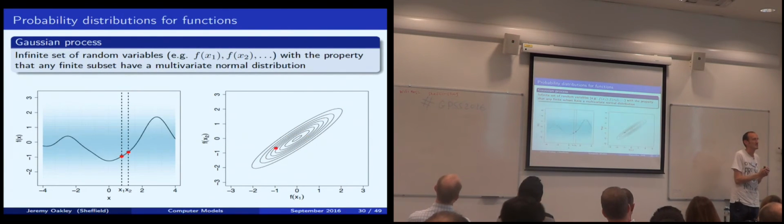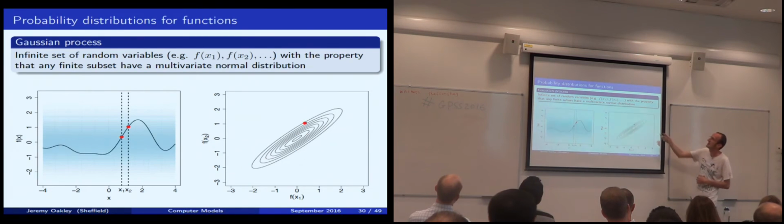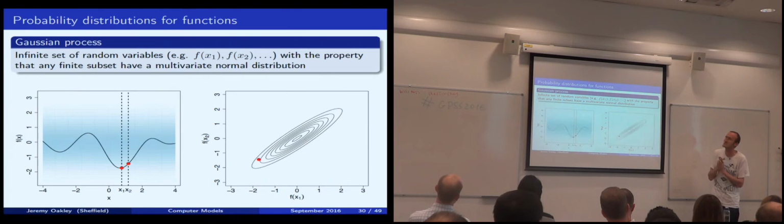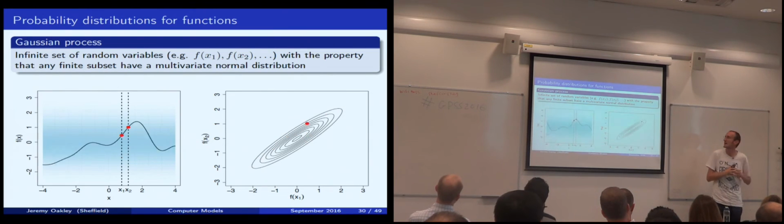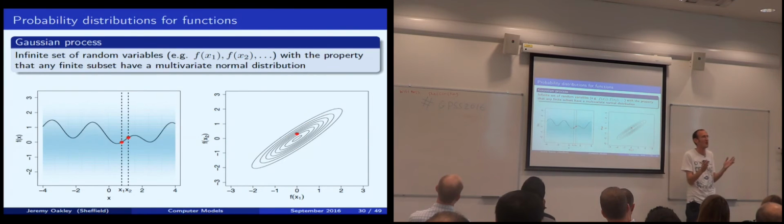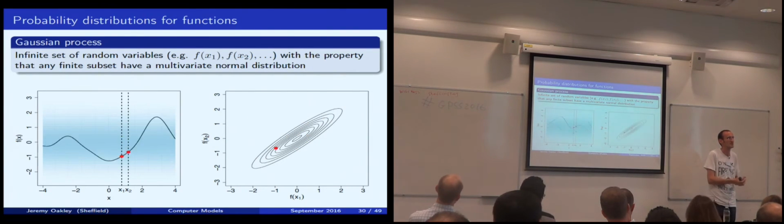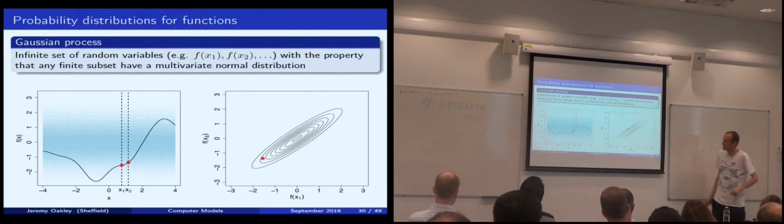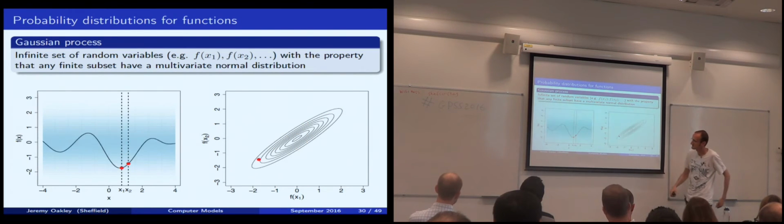multivariate normal distribution. A Gaussian process we define to be an infinite collection of random variables such that any finite subset has a multivariate normal distribution. So you can think of a Gaussian process as nothing more than an infinite dimensional multivariate normal distribution. That's a way to think about what's going on here.